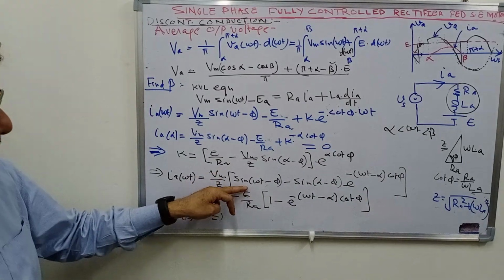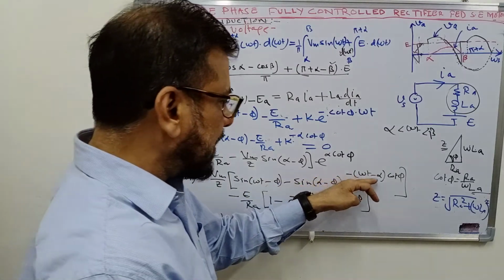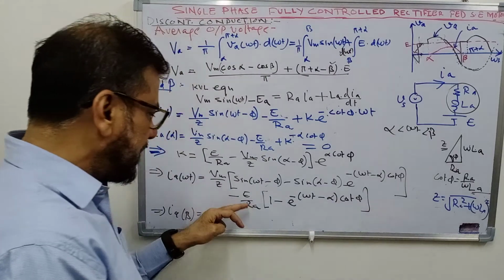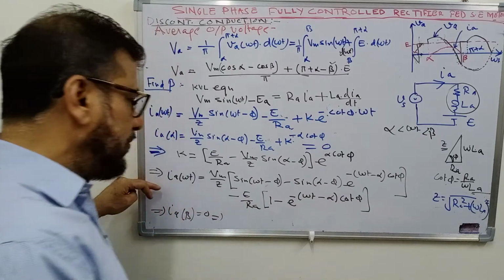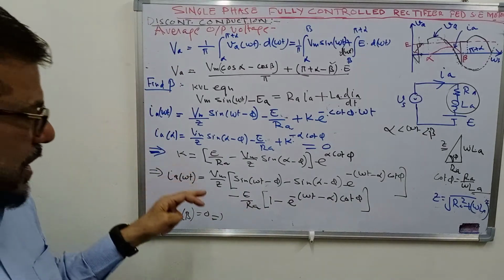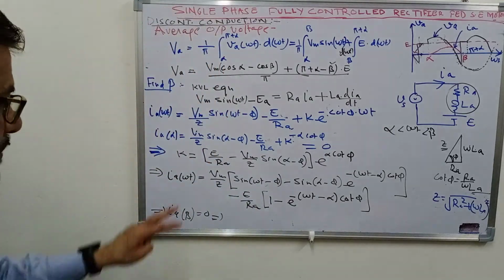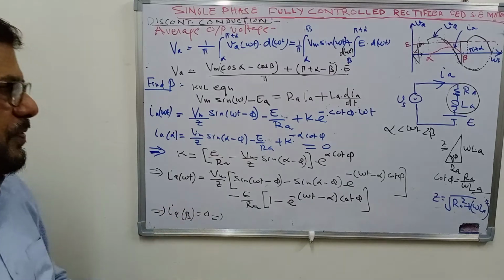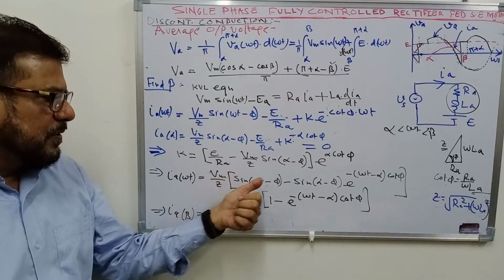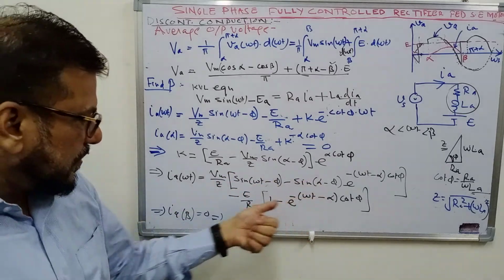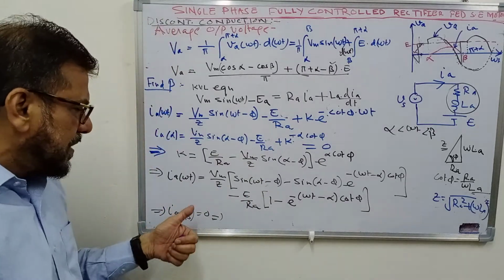So just put the value of k there, and you can obtain this equation: Vm by Z sin omega t minus phi minus sin alpha minus phi e to the power minus omega t minus alpha cot phi, minus E upon Ra into 1 minus e to the power minus omega t minus alpha cot phi. So this is the final equation of Ia in terms of omega t and phi and alpha. So now the equation is known to you, and if you take any particular problem, the voltage is known, impedance is known, phi is known, alpha is known, Z is known, Ra is known, everything is known.